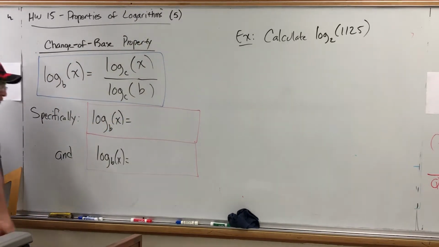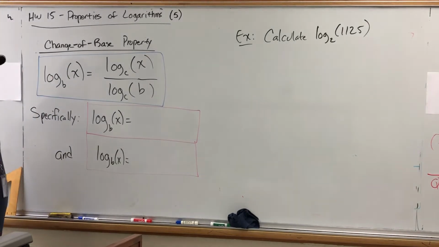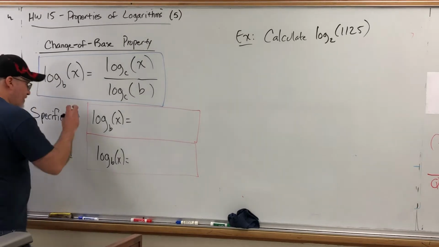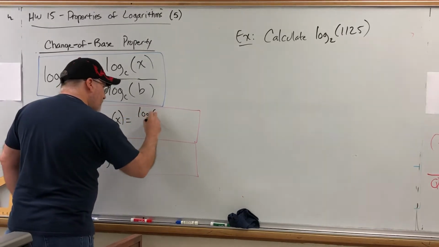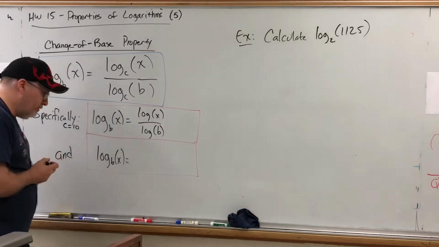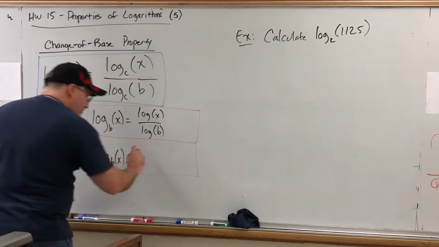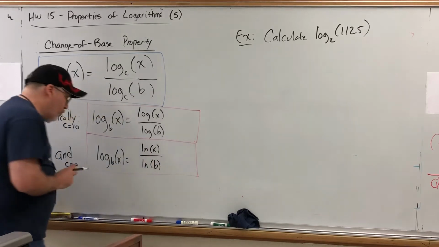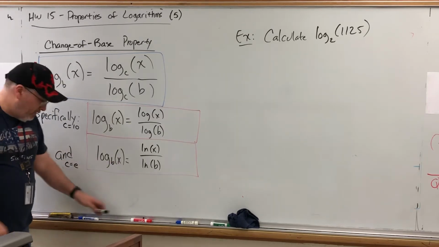Now, what base do I want? Well, what bases can your calculator handle? Base 10, log, and base e, ln. So, if the base is equal to 10, then this becomes log of x over log of b, both of which can be put in the calculator. But, if you change the base to e, then it becomes the natural log of x over the natural log of b. Now in the homework, they may tell you use log or use ln. So if they ask you to use one, then use it.